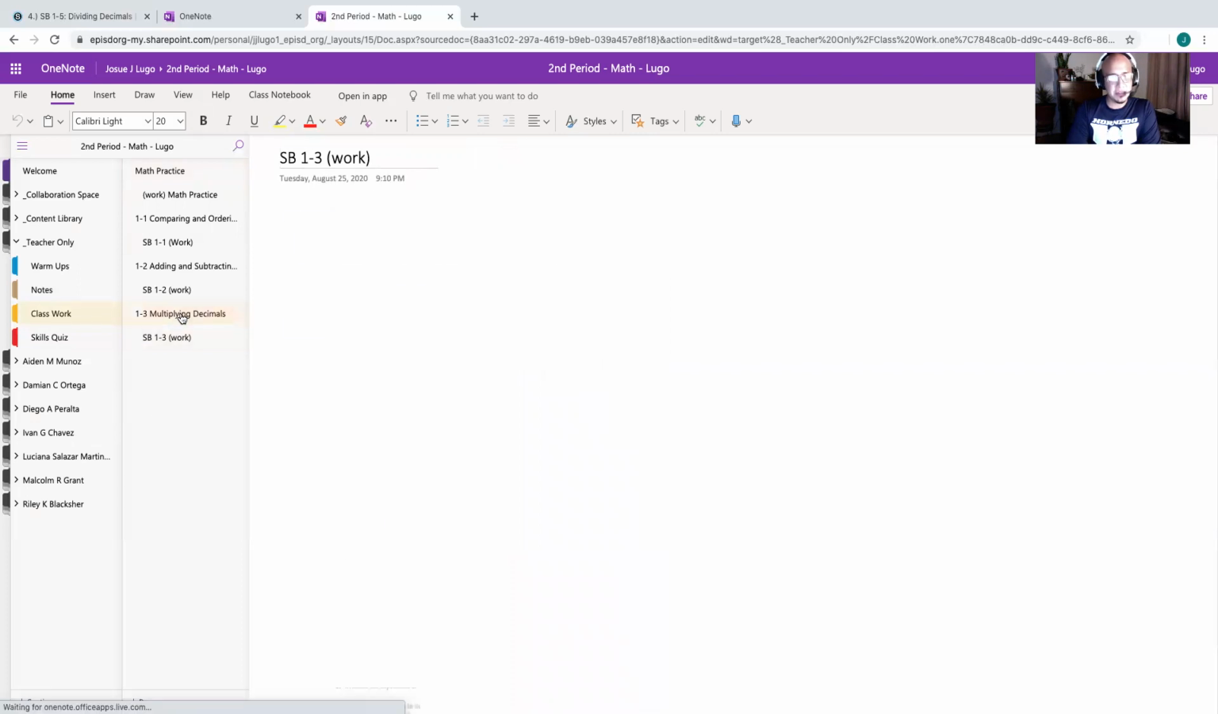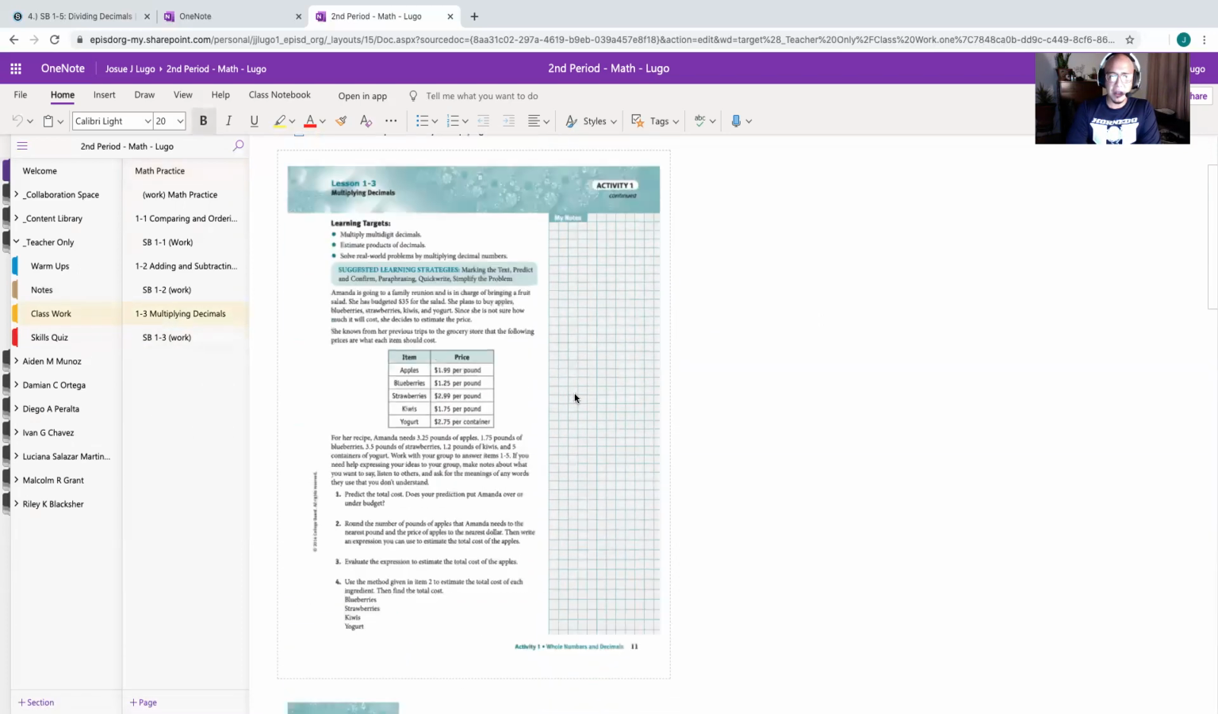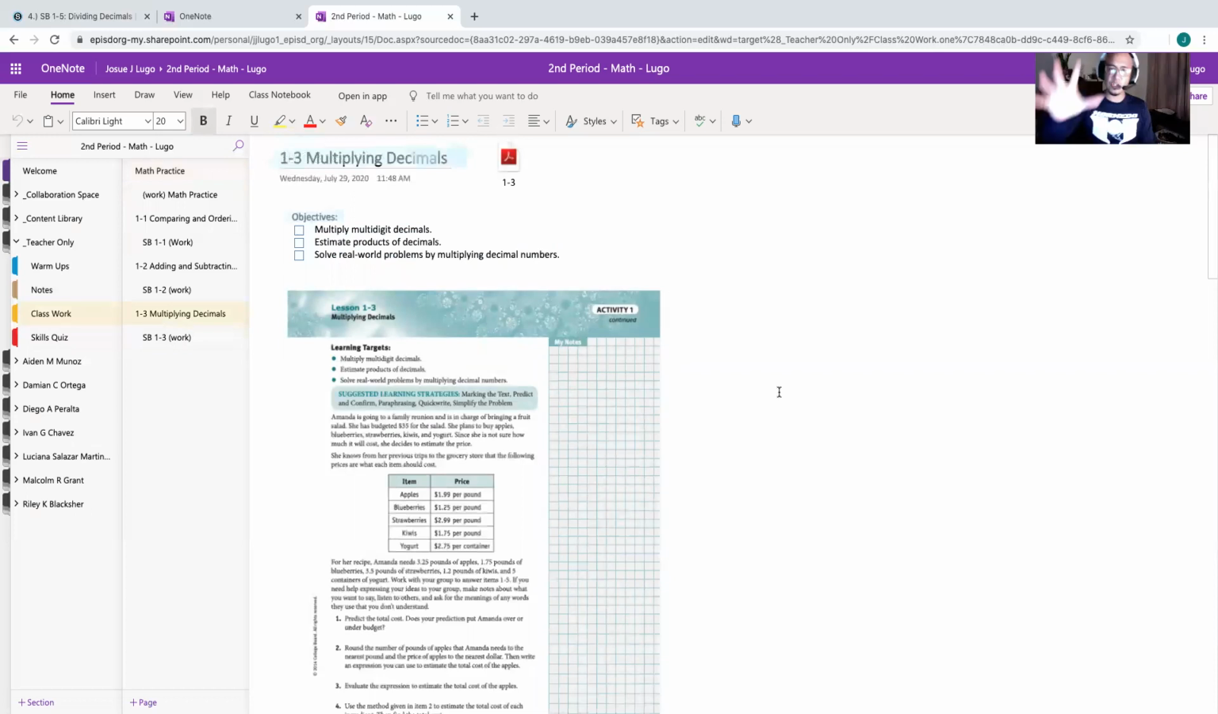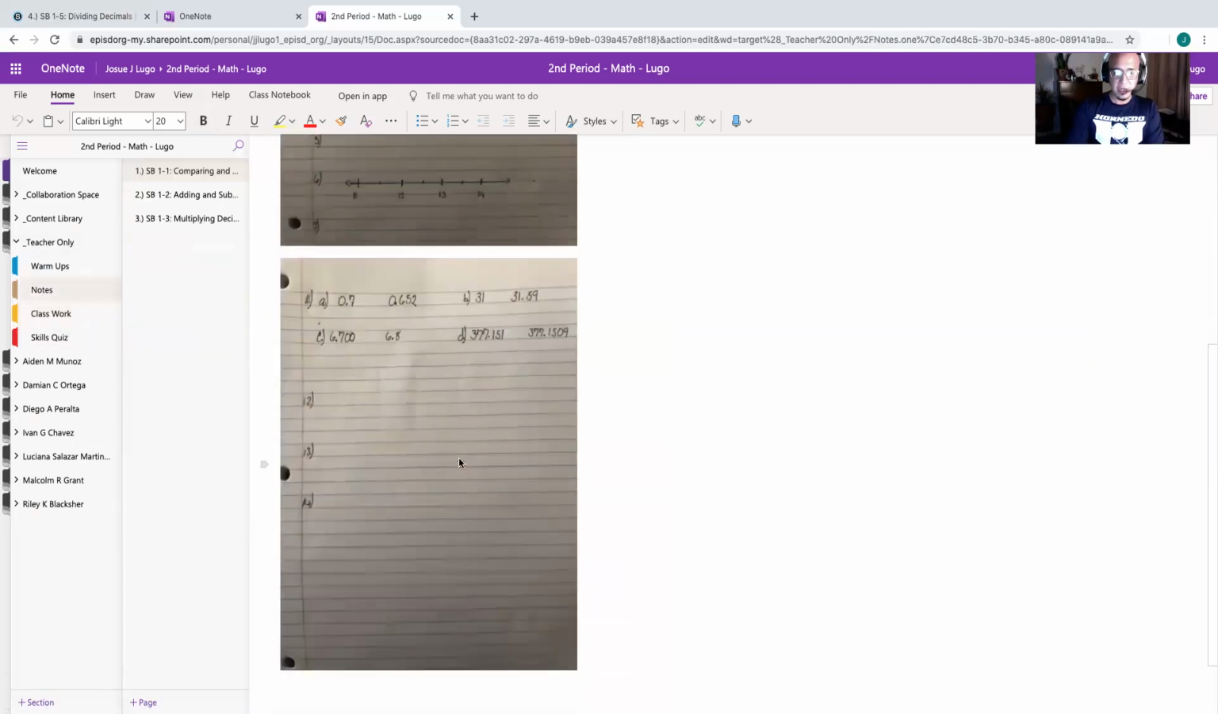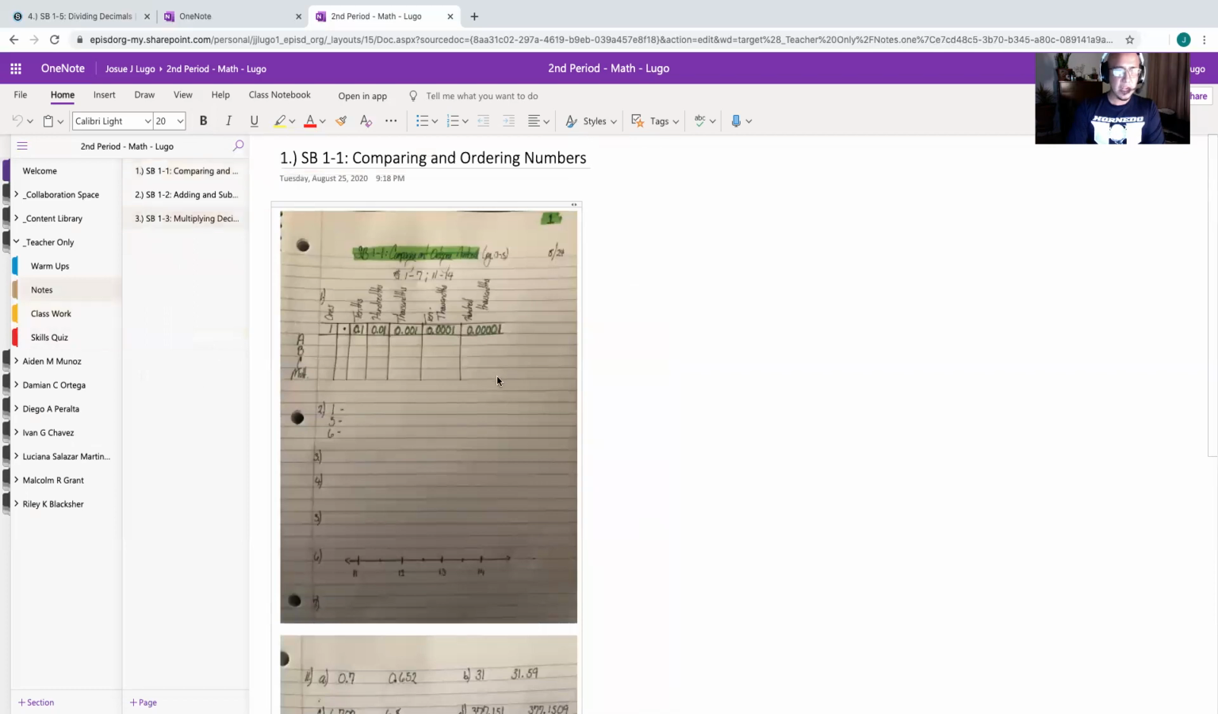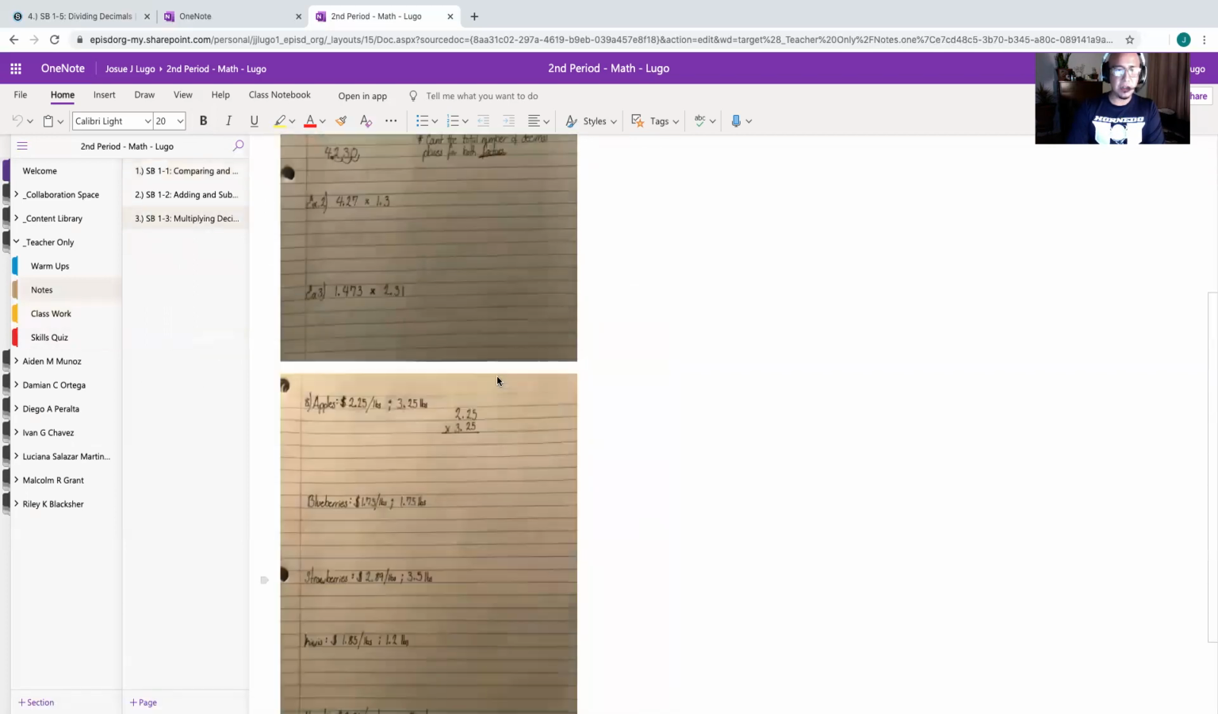after we do our assignment. With that in mind, I'm going to project or show you my notebook, which again you can find on the Notes tab once this lesson is over. SB 1-3, this is exactly what we're going to be going over.